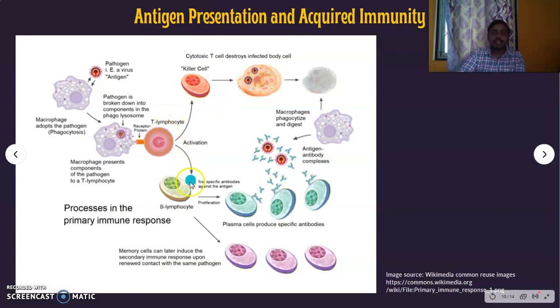Or this T cell can go and activate the B cell or the B lymphocyte, which in turn can become a plasma cell, and this plasma cell can produce antibodies. These antibodies are like small missiles which specifically attack only the pathogen for which the antigen presentation was performed. This B cell also can convert into a memory cell which can later induce the secondary immune response upon renewed contact with the same pathogen in the future. So this is how an acquired immunity performs its function and why it's very important for the survival of a human being.